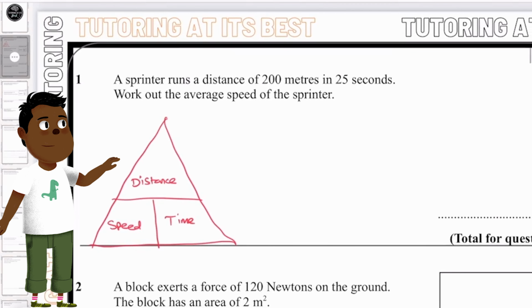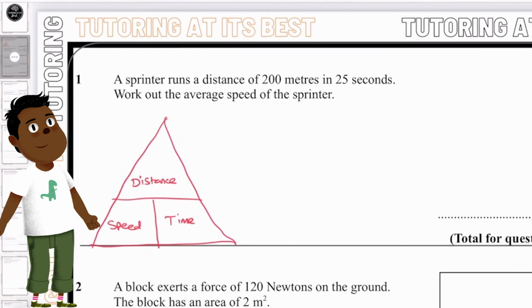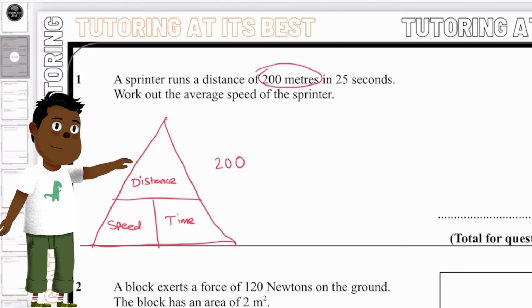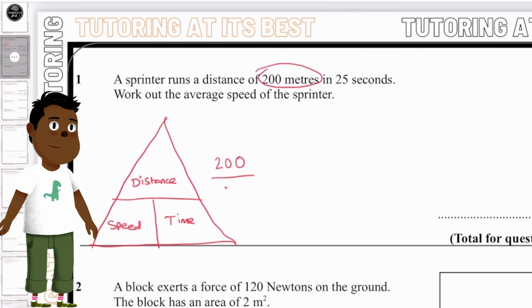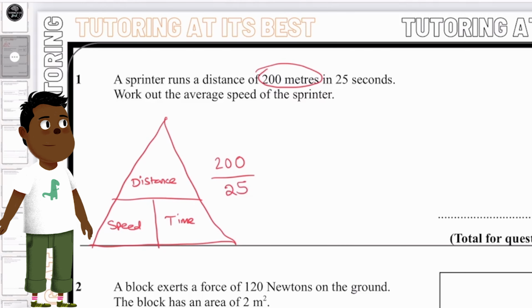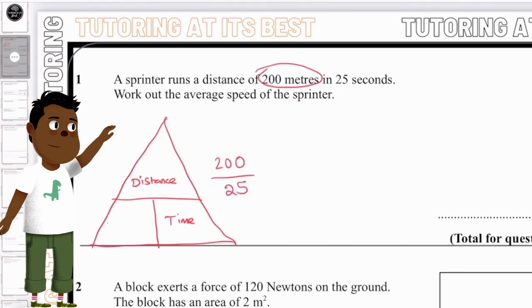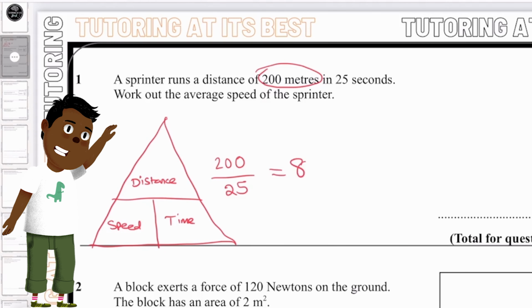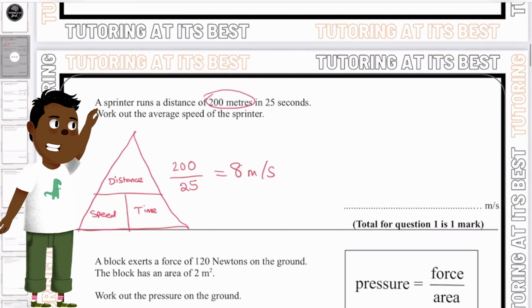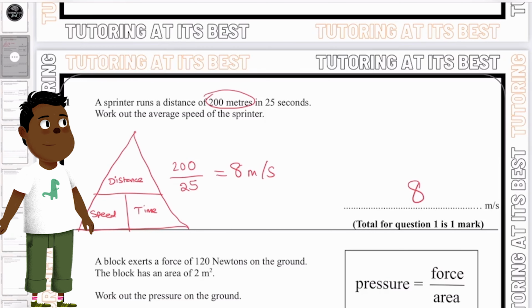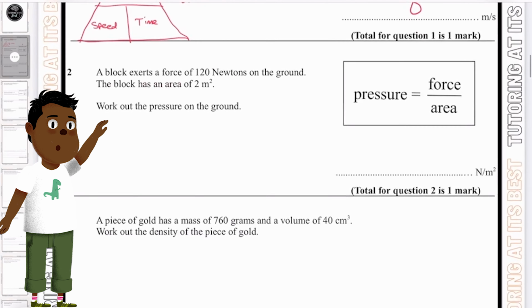So now, what do we have in this particular question? We have our distance, which is 200 meters, so we can put that there. And we have our time, which is 25 seconds. So we now know if we cover up speed with our finger, we'll have distance divided by time. So 200 divided by 25 is 8 meters per second. So we have 8 as our first answer. I hope that was clear, and I hope you can see how we can simply create this triangle to solve our question.